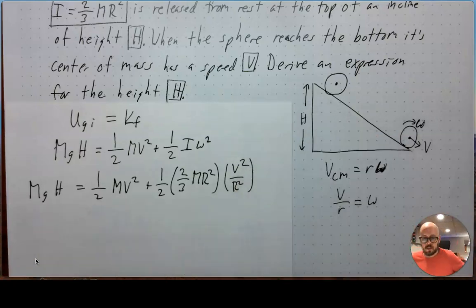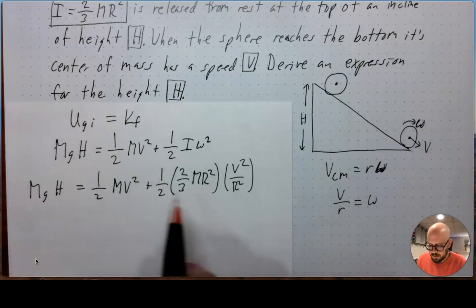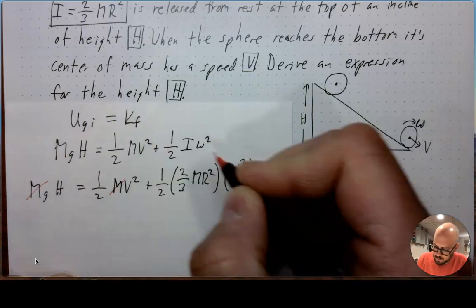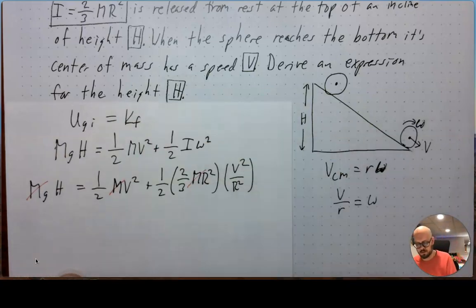So I have a pretty complex looking third term in that equation, but there's a couple things I can do to make this look simpler. If I look, there's 3 terms, and every term has the same mass in it. So I'm going to cancel m from each term.